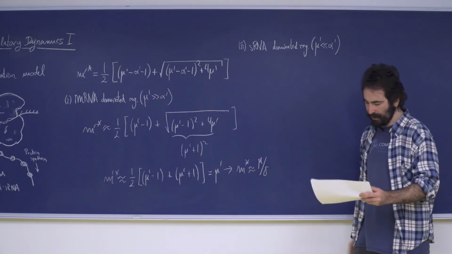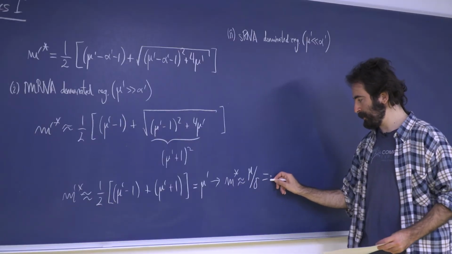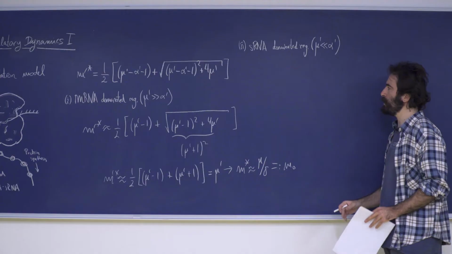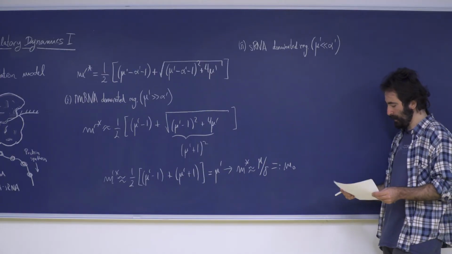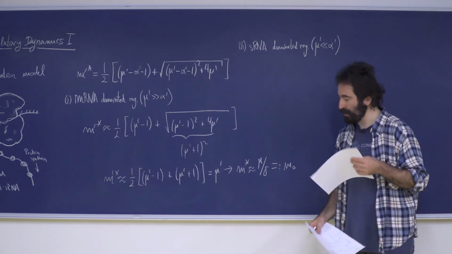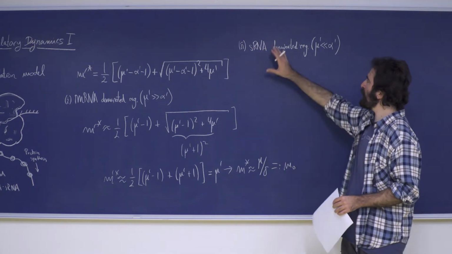And we're going to name this, we're going to define these as m naught, right? And we're going to use it later on. Great. So we understand that this had to be a given regime. And now we're going to go to the sRNA dominated regime.